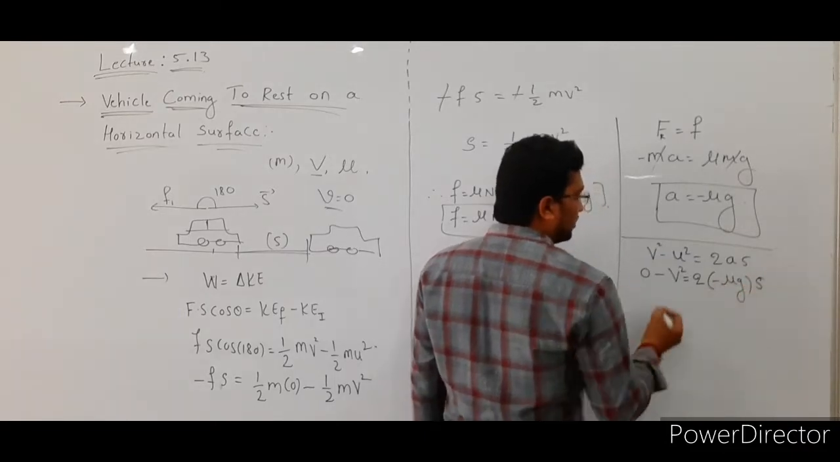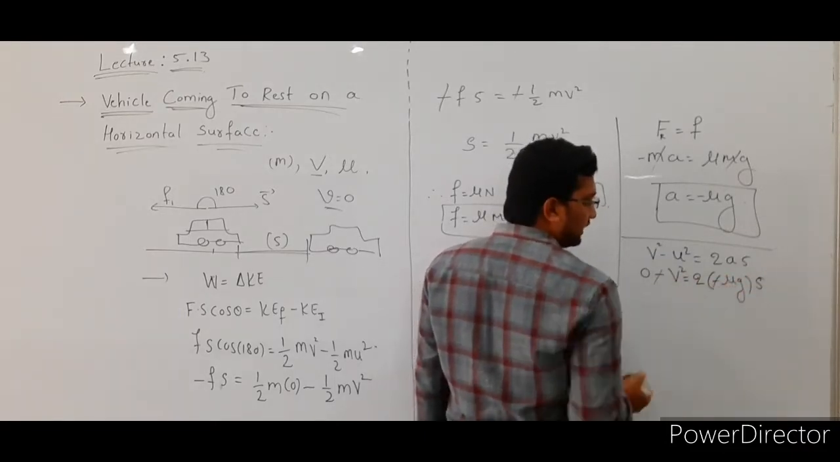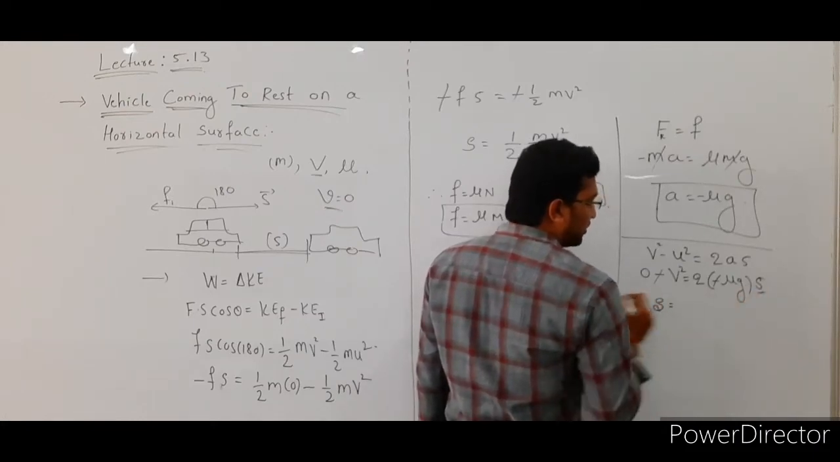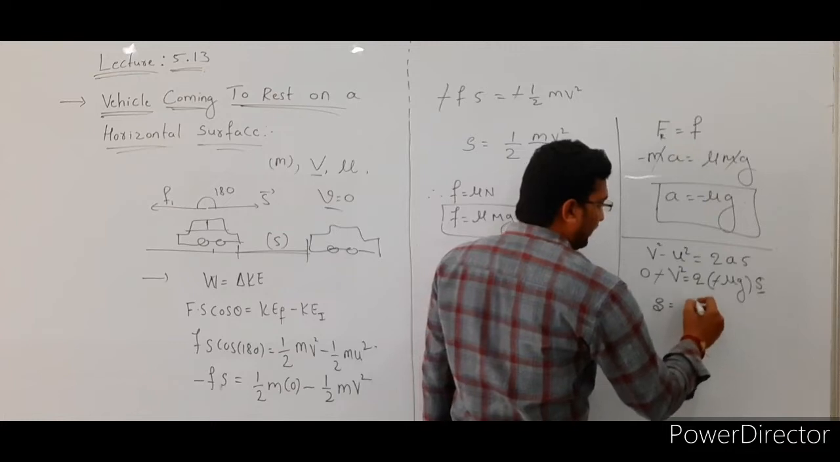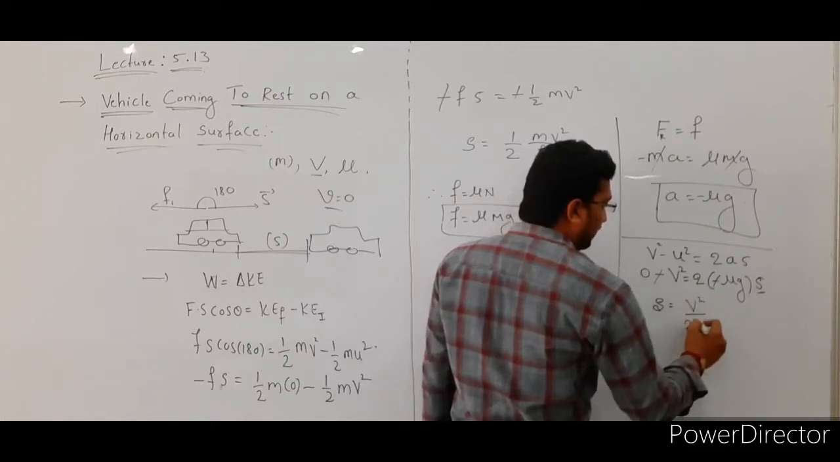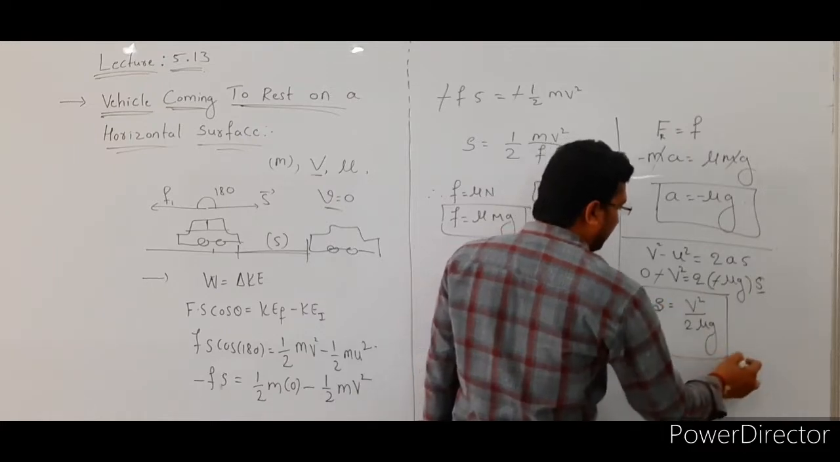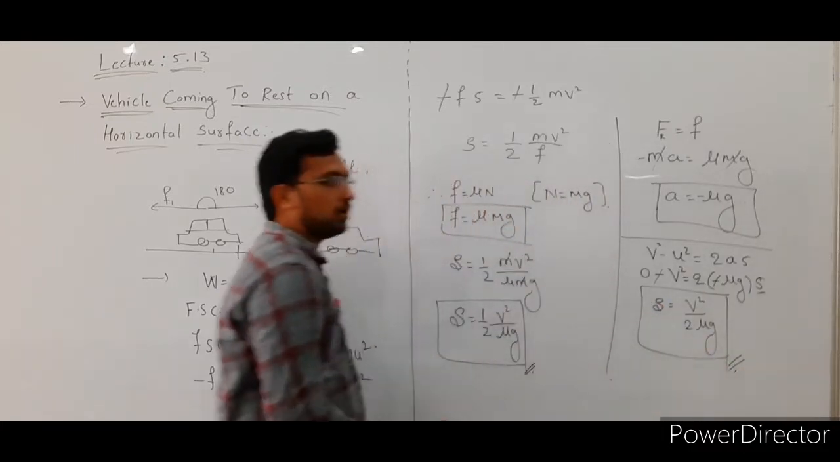From this relation, the minus signs on both sides get cancelled. Here we want the s value. So s, the stopping distance, is equal to v square divided by 2 into mu into g. So this is also the stopping distance.